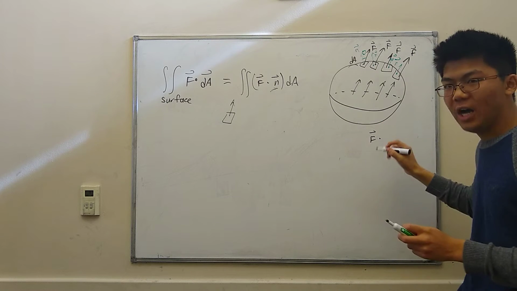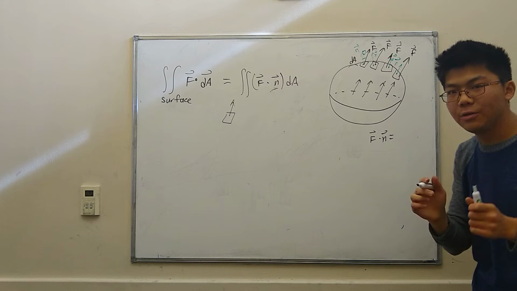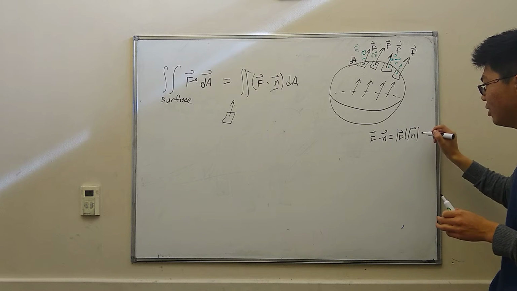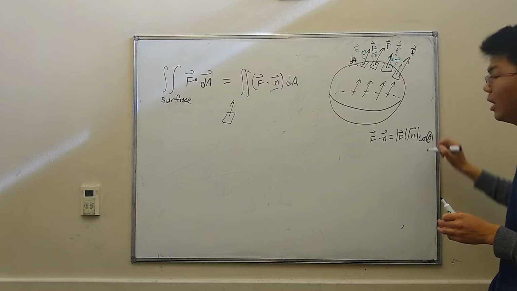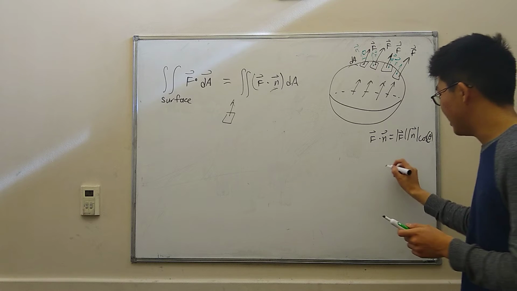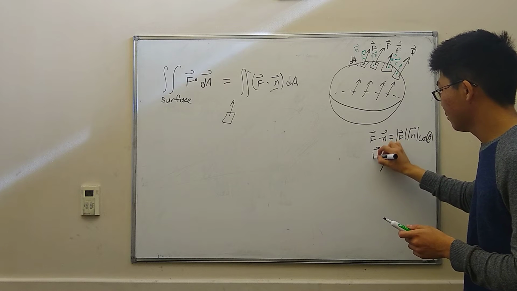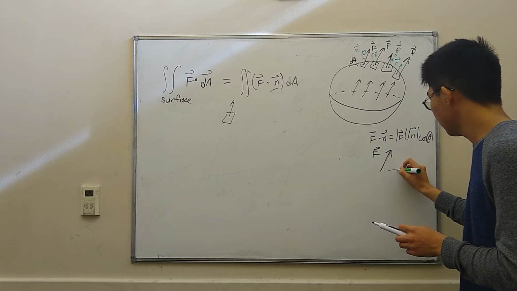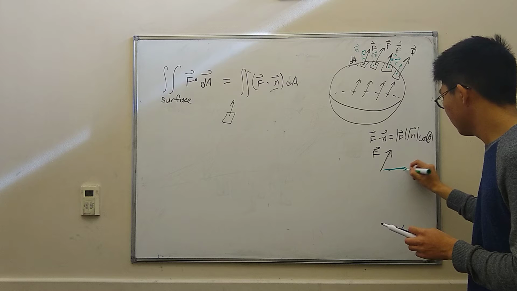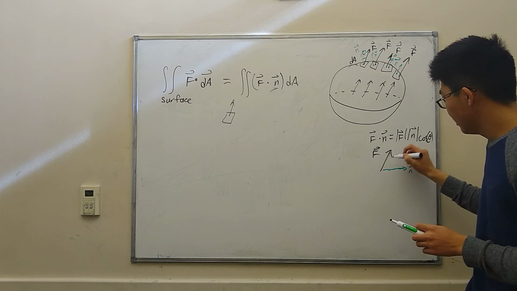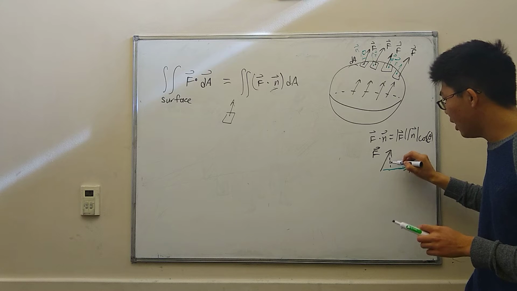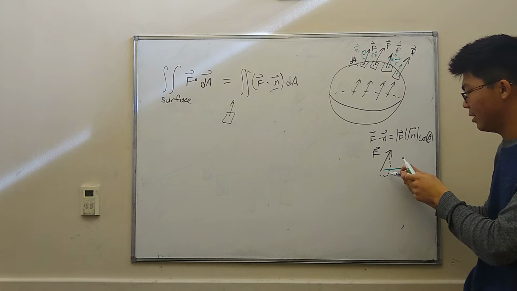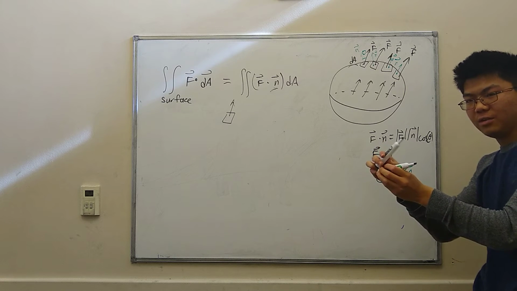So, F dot n, using the dot product, is equal to the magnitude of F times the magnitude of n, times the cosine of the angle between them. So what it looks like is, here's our F vector, and here's our normal vector n. We are trying to find out the length of F that basically falls onto this normal vector. And so we're only taking into consideration this part of the field vector that falls onto n.